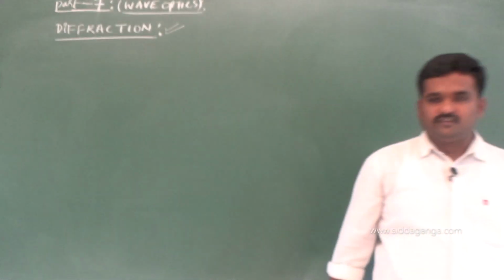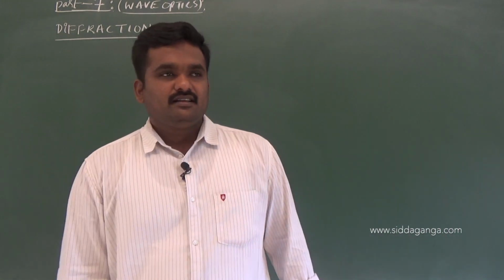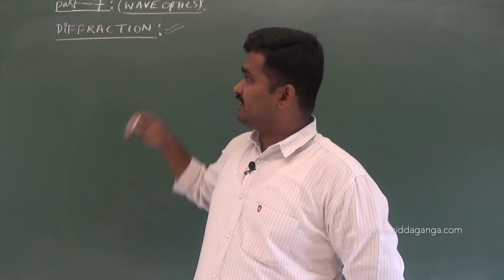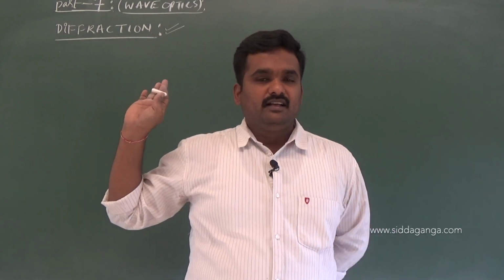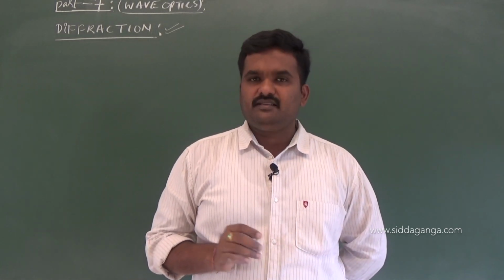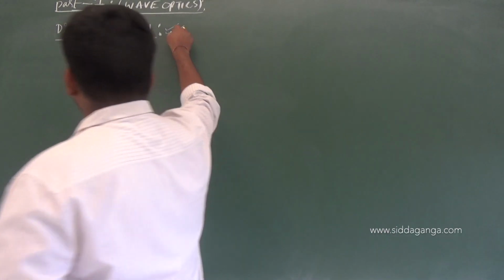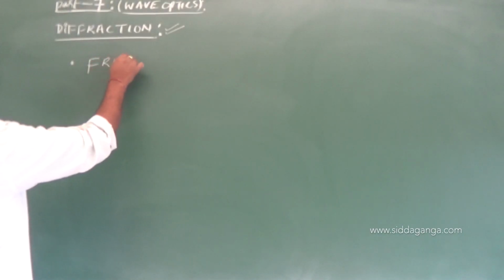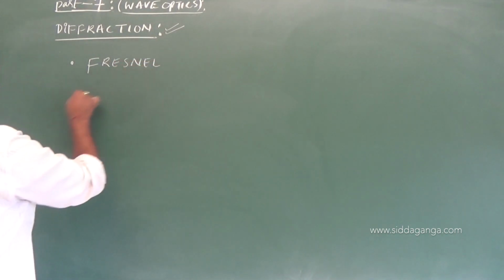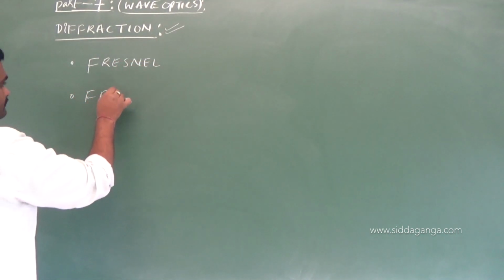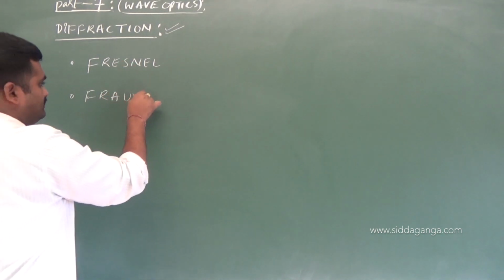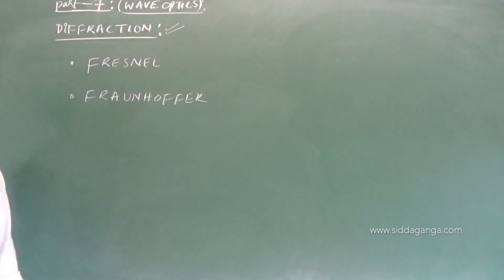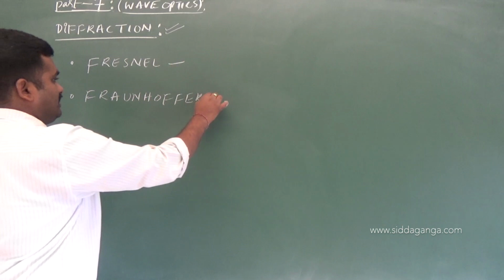Who studied the phenomenon of interference using the double slit experiment? That is Young, we are all aware. We studied the entire experiment and its description under the name Young's double slit experiment. In the same way, the diffraction phenomenon has been studied by two people: one is Fresnel and the other is Fraunhofer. These two people have studied the diffraction phenomenon.